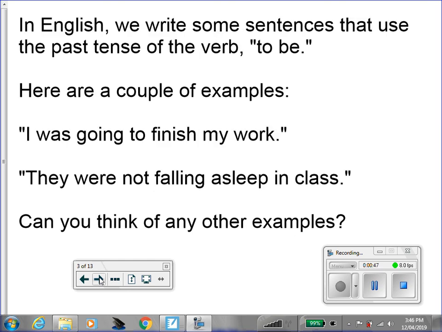In English, we write some sentences that use the past tense of the verb to be. Here are a couple of examples. I was going to finish my work. They were not falling asleep in class. Can you think of any other examples? Try putting the video on pause so you can think of some examples in English of sentences where you're speaking in the past tense and you're using the verb to be. All right, let's proceed.